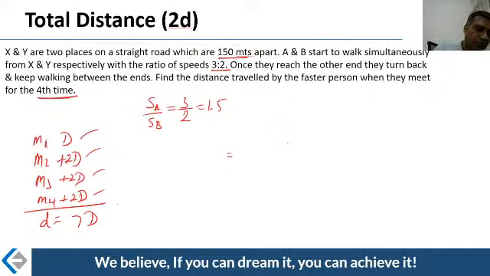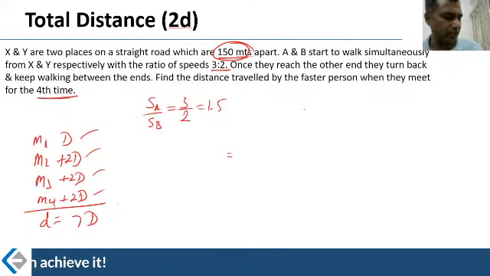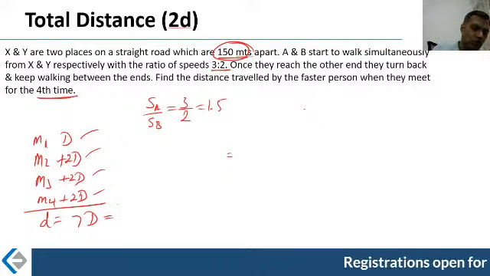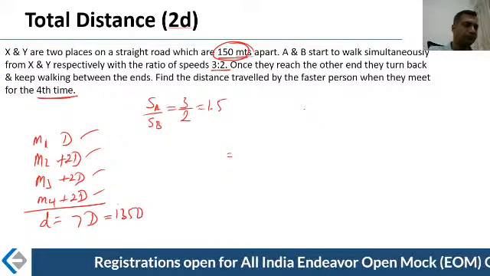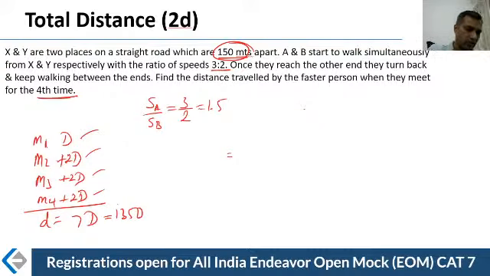What is the value of d? 150 meters, right? So therefore, you will say that 7 into 150, that is 1350. Sorry, 1050. Okay, 1050 meters is the total distance traveled.